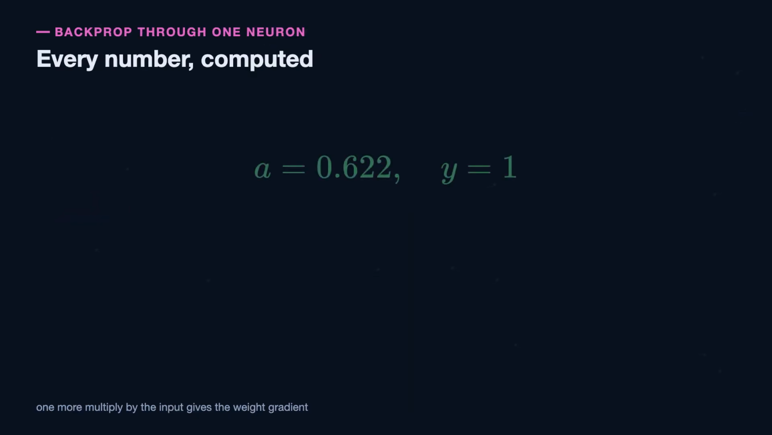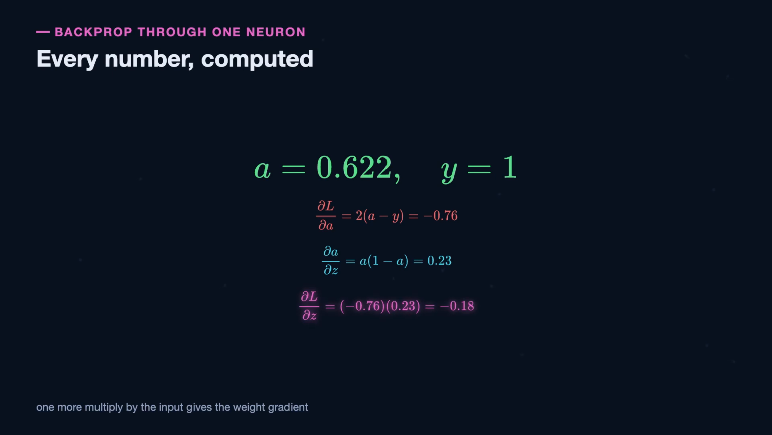Watch it work on a single neuron with real numbers. The activation came out 0.622, the target was 1. So the derivative of the loss with respect to the activation is minus 0.76. The sigmoid's local derivative, its output times (1 minus its output), is 0.23. Multiply the two and the gradient at the pre-activation is minus 0.18. One final multiply by the input gives the gradient for the weight.